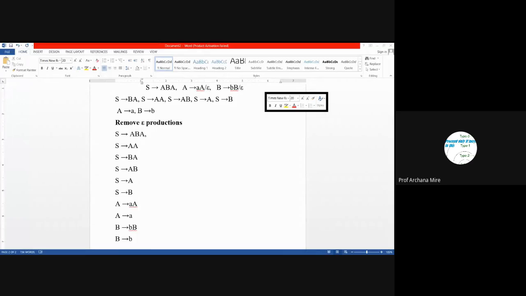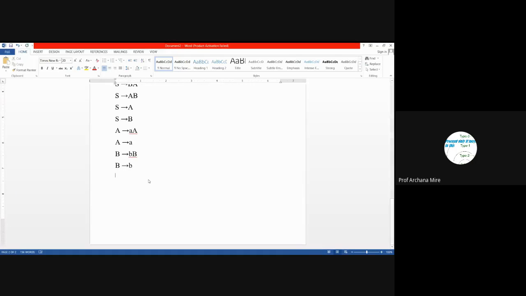If it is no, then let's take one more example. Very simple example we will take, and we will not discuss the whole steps of grammar simplification. We will see only the first step of grammar simplification, that is removal of epsilon production. So this is our example 2. So once again, what is the first step for removing epsilon production?